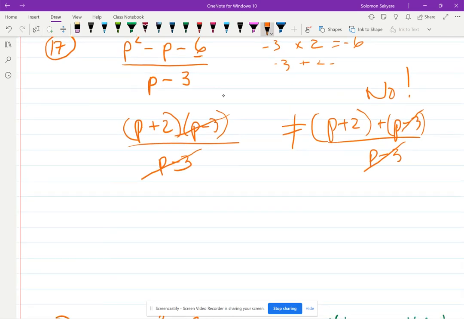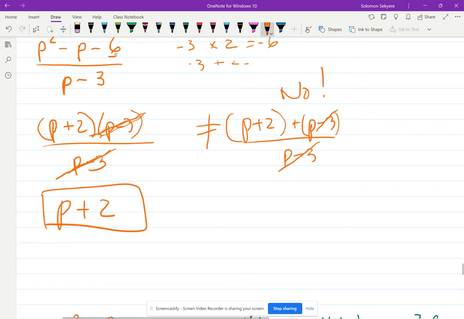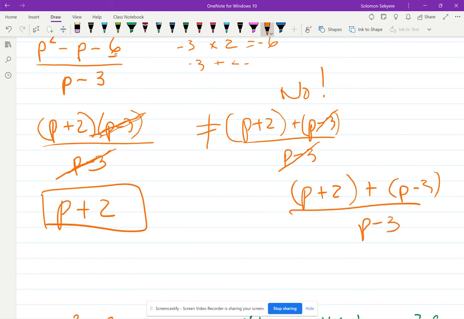And then we have p minus 3 on the top, and then we divide. Remember, we had 1, 2, 3 terms. After we factor it, this whole thing becomes one term because it's multiplying. Now I can just cross out p minus 3, and my final answer is p plus 2, and I'm done. Now, what if this expression was p plus 2 plus p minus 3 over p minus 3? Can you say this?